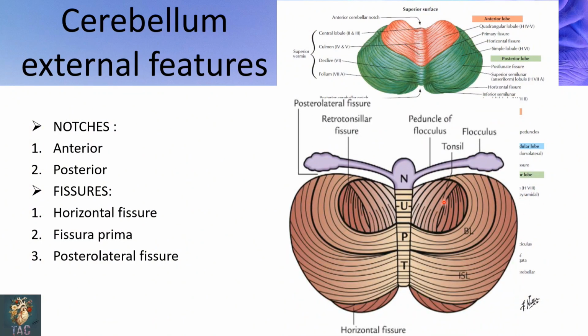In this diagram you can also see the center part is the uvula. On each side you can see the cerebellar hemisphere, and these are the different lobes, and this fissure is the posterolateral fissure, which is separating the flocculonodular lobe from the rest of the cerebellum. So these are the different fissures which are present. This one is the horizontal fissure, which separates the superior surface from the inferior surface.